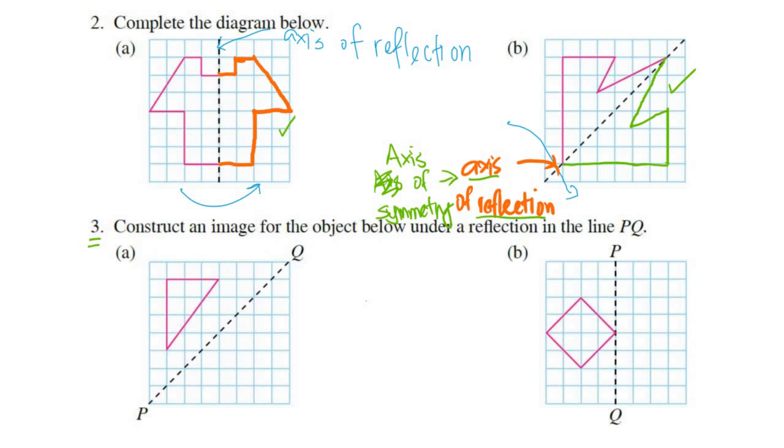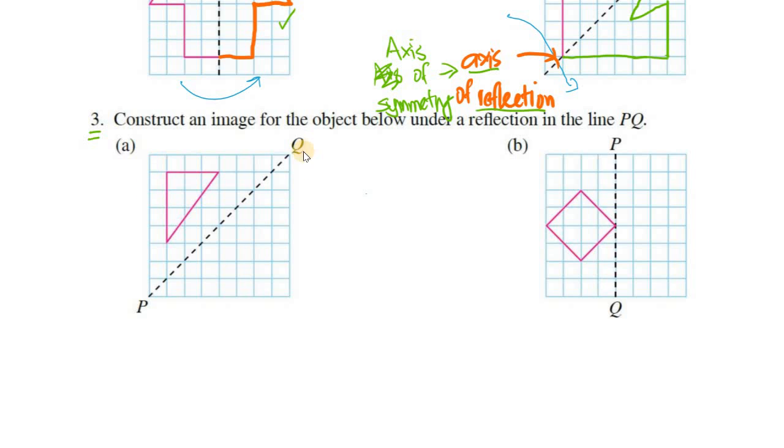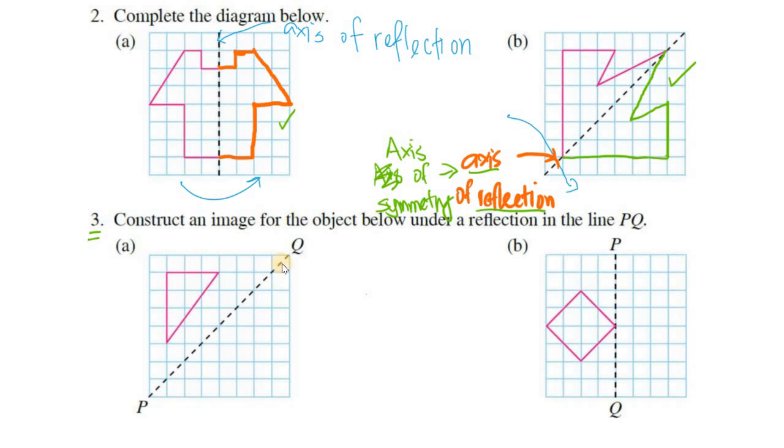Okay, this is question number 3. We need to construct the image of the object. Now it's not only completing the diagram anymore, but you need to construct another image from the object. You must always remember the perpendicular distance between the object and the axis of reflection is always the same as the perpendicular distance from the image to the axis of reflection.